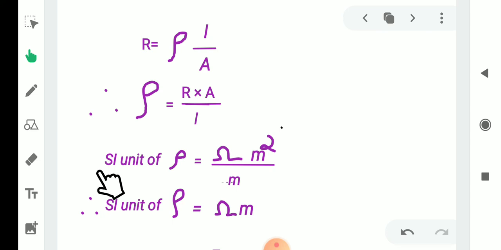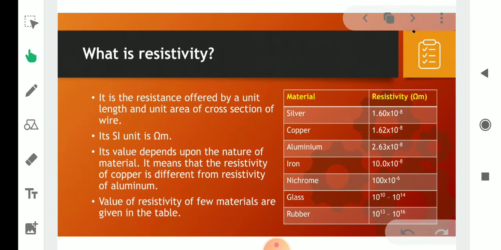The SI unit of resistivity: the unit of resistance is ohm, the unit of area is meter square, and the unit of length is meter. So meter and meter get cancelled. What remains is ohm meter, which is the SI unit of resistivity. The SI unit of resistivity is ohm meter.